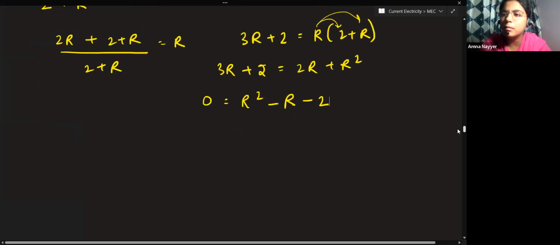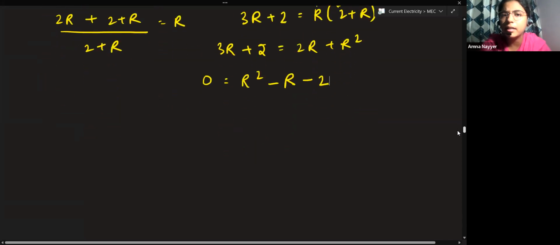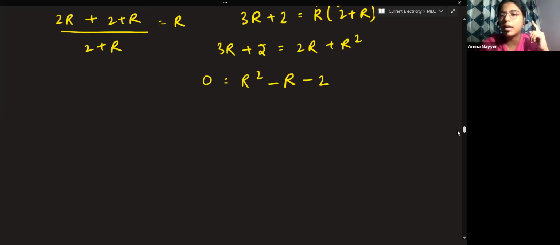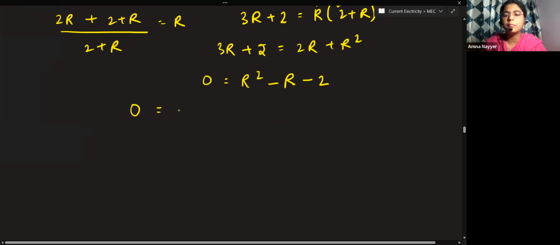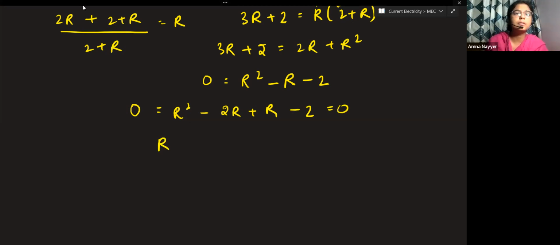If you remember, splitting the middle term can easily find this answer. Otherwise, you must have learned how to solve a quadratic equation: minus b plus minus under root D, where D is b square minus 4ac. But this is an easy equation, so it can be directly solved. 0 will be equal to R square, minus 2R, and plus R. So 2 into 1, yes, it is giving us minus 2. And then minus 2, this is equal to 0.